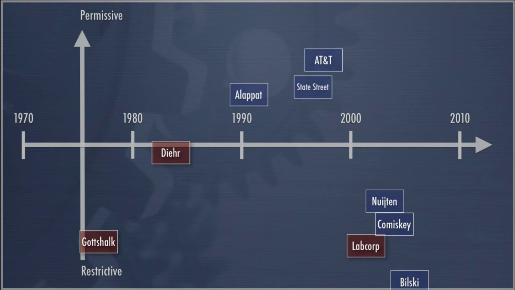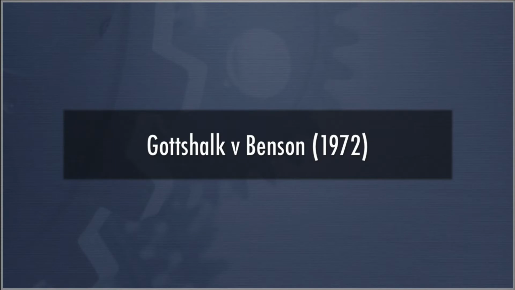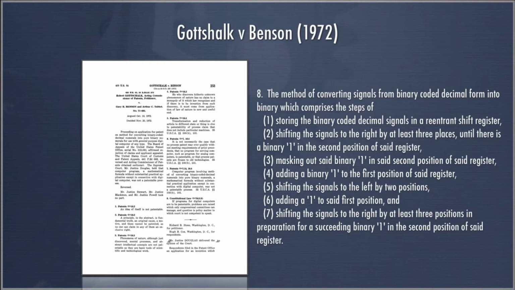And indeed, there's a case pending en banc at the Federal Circuit right now that's specifically determining how software can be patented. Right? So let's look at Gottshalk, Supreme Court. Right? So the claim here is a method of converting signals from binary coded decimal form into binary. Right? That's the basic claim, converting binary coded decimal numbers into pure binary numbers.